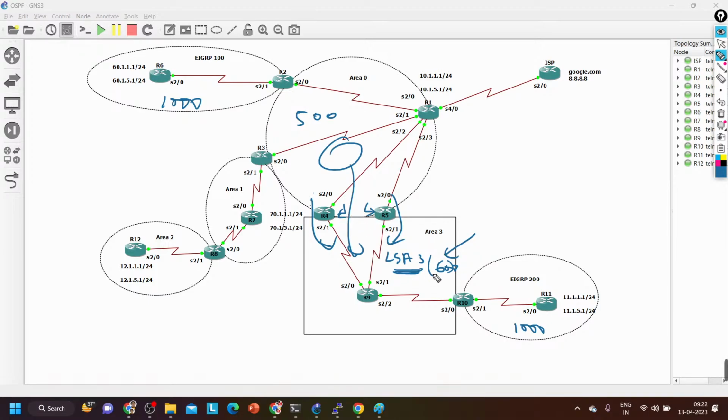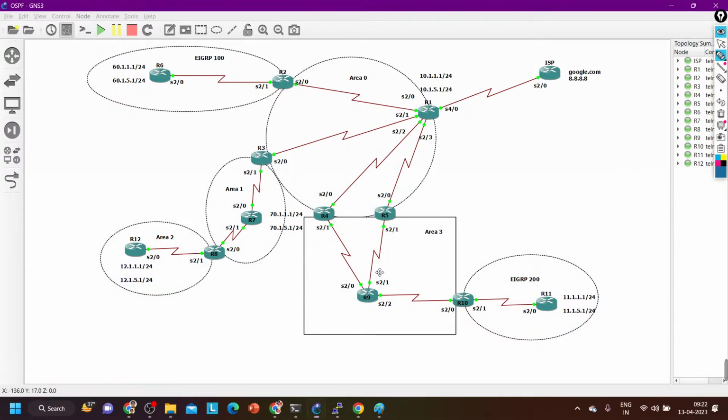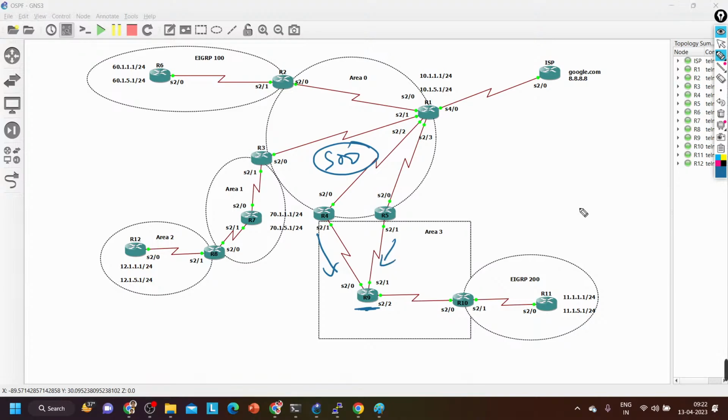Okay. Area 3 will receive 1000. 600, sorry. Yes, 1000. Okay, but total LSAs are 500. What are the benefits, sir, for 1000? If there are 500 prefixes in area 0, my question is, router 9 will receive how many LSA 3? 500 from router 4 and 500 from router number 5. Yes or no? It will perform load balancing.